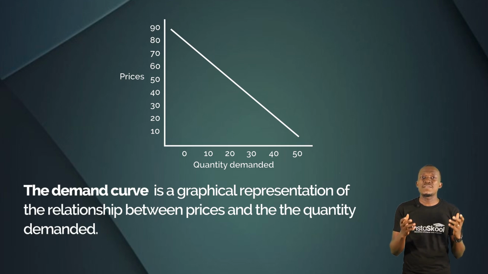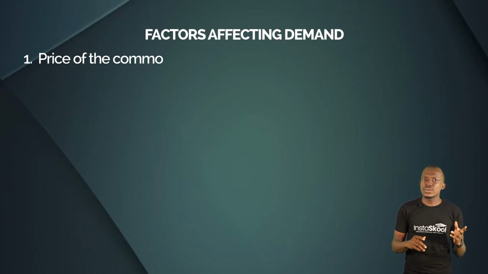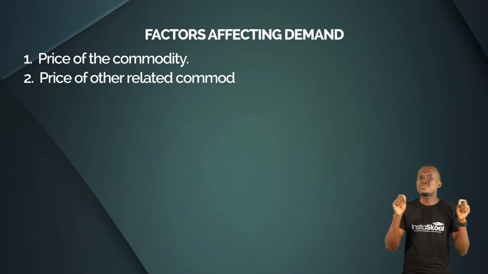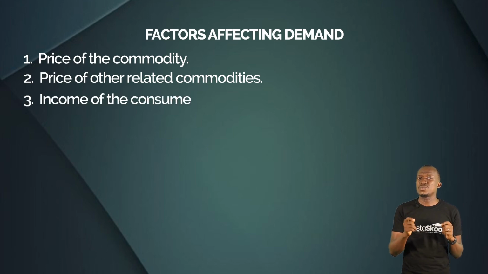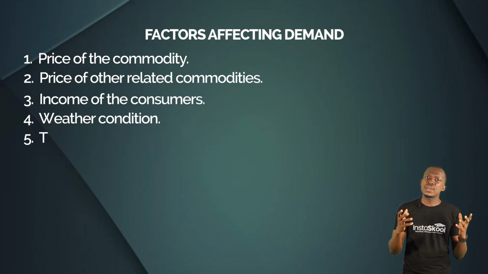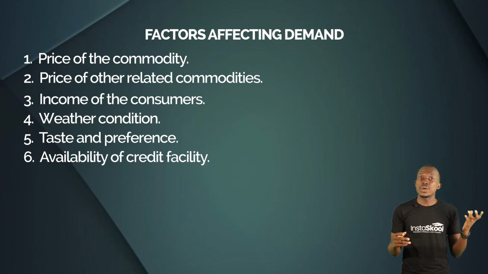Some factors that affect or determine demand include, first, the price of that commodity. Second, the price of other related commodities. Third is the income of the consumers. It is a deciding factor when you are demanding or buying a product. Other factors include weather conditions, taste and preference, and availability of credit facility is also a determinant.